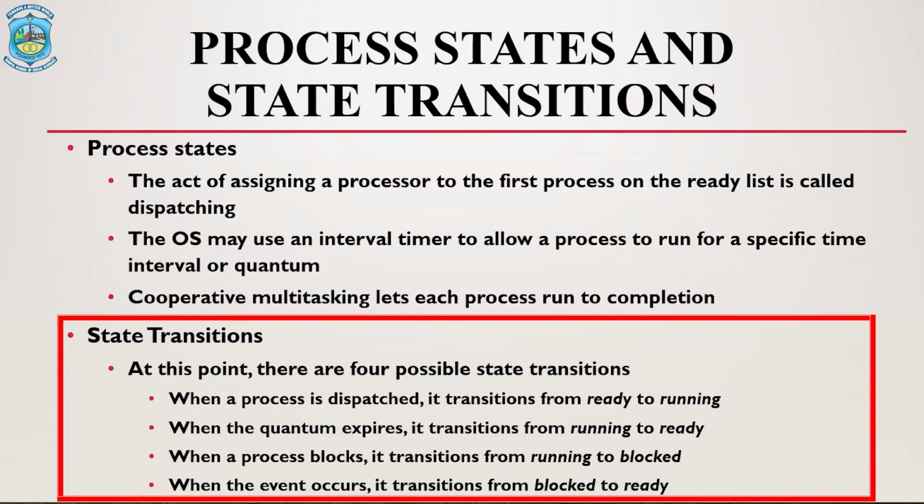When a process blocks, it transitions from running to blocked. When operating system blocks a process, it moves from the CPU to the block state. So, running to blocked. Next is when the event occurs, it transitions from blocked to ready. The processes which require some events that has to be occurred, that is brought from the CPU to the blocked state, and then it goes back from blocked to ready state. So, these are the 4 possible state transitions.